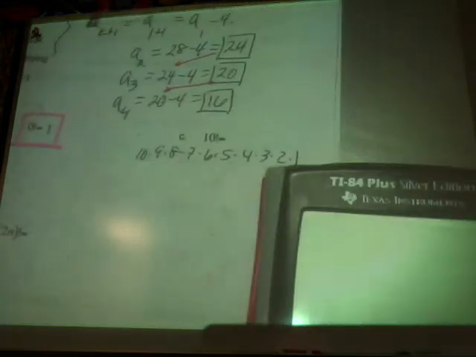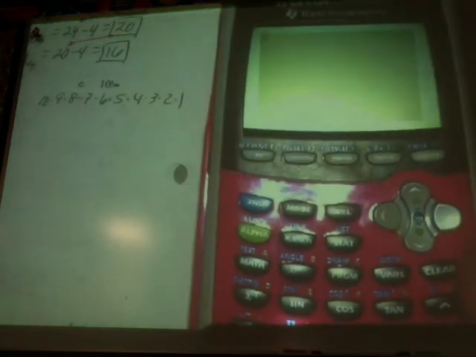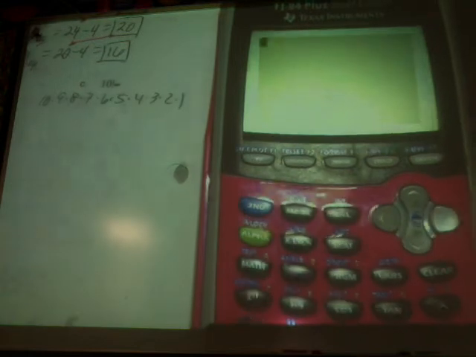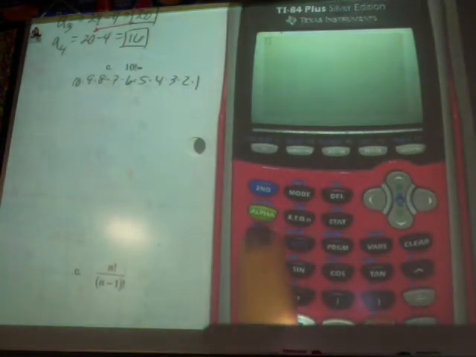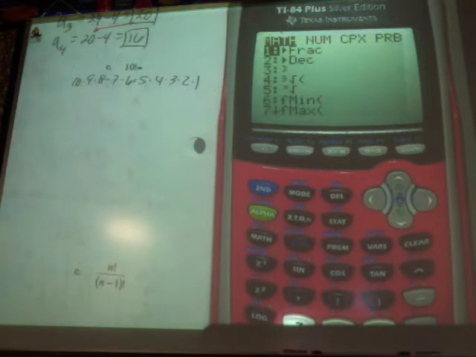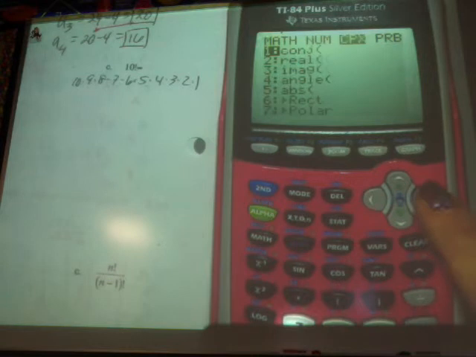Does anybody know where it is on your calculator? Say that again? Oh gosh, you guys are brilliant. Yes, so find your math button, and then go to PRB, which stands for what? Probability, and you see it there at number 4.